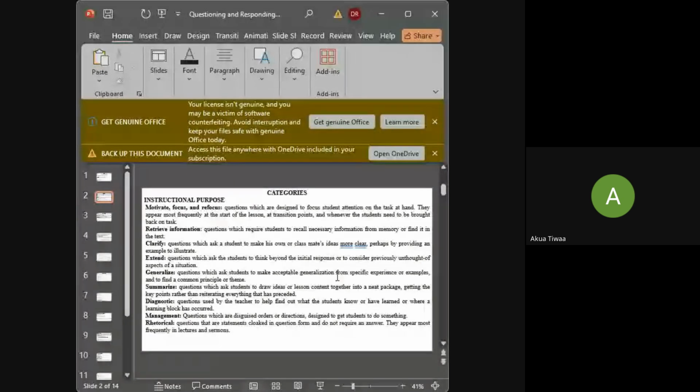Then we have management. We use questions to manage the class. These are questions which are designed, like orders or directions, to get students to do something. For example, has everyone finished the exercise yet? Hurry up. All these are management: the teacher wants to know whether you are finished, and if you are not done, you need to hurry so that we can continue. Then we have rhetorical questions, questions that do not need answers. These are statements cloaked in question form that do not require an answer. They appear most frequently in lectures and sermons.